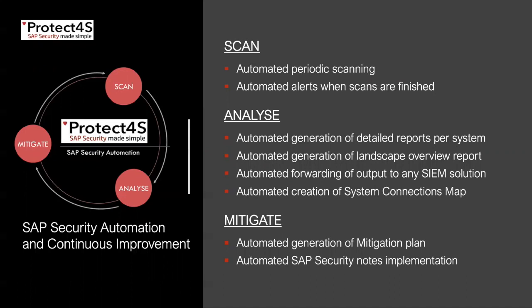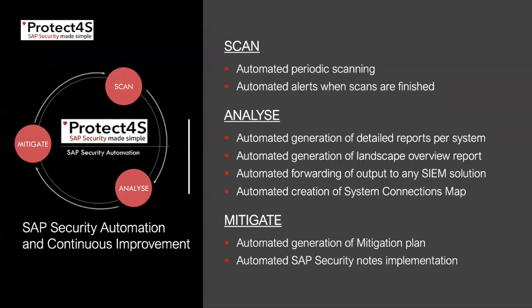How do we do that? In that continuous cycle that we see, we distinguish 3 phases of what we see as a repetitive SAP security process, where again, automation plays a big role, with the goal to improve SAP security step by step, because that should be the end goal.